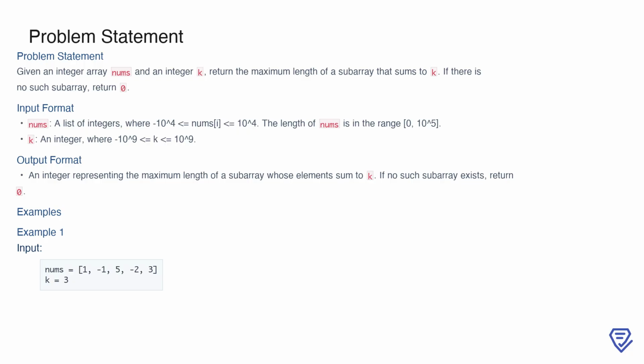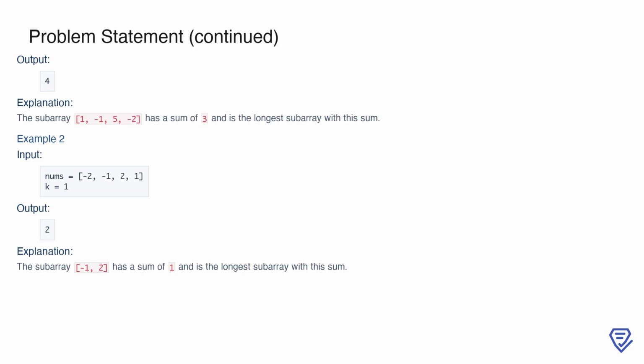To better understand the problem, let's explore some examples. In the first example, the input array is 1, -1, 5, -2, 3, and the target sum k is 3. The output here would be 4, because the subarray 1, -1, 5, -2 has a sum of 3, and it is the longest subarray with this sum. In the second example, the input array is -2, -1, 2, 1, and k is 1. The output is 2, as the subarray -1, 2 has a sum of 1, and its length is 2. These examples illustrate how the goal is to identify not just any subarray with the correct sum, but specifically the longest one that satisfies the condition.